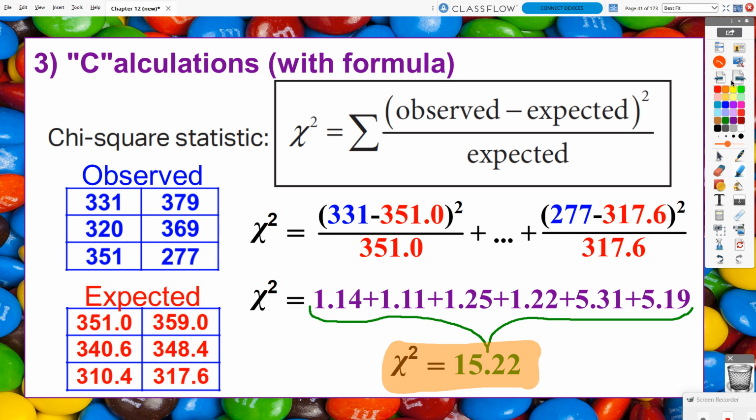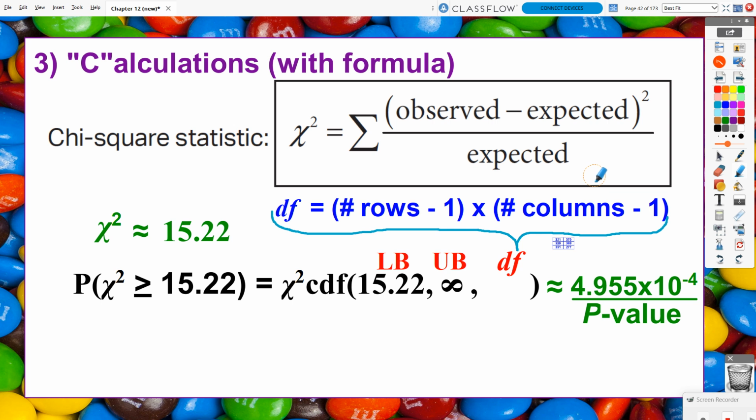Now, we take that chi-square test statistic and we need to convert it into a p-value. We're still going to end up using chi-square CDF, just like we did with the goodness of fit problem. And remember, chi-square test statistics are always positive. So we are always going to look at a greater than or equal to situation, which means our test statistic will always be the lower bound, and infinity will always be the upper bound.